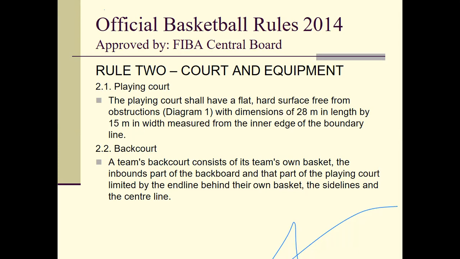Then the backcourt. A team's backcourt consists of its team's own basket, the inbound parts of the backboard, and that part of the playing court limited by the end line behind their own basket, the sidelines, and the center line. So pretty much the half of the court on your team's side and all its boundary lines is what backcourt means. Every time we talk about backcourt, that is basically what it means. It's your team's side of the court, the side of the court that you are defending.